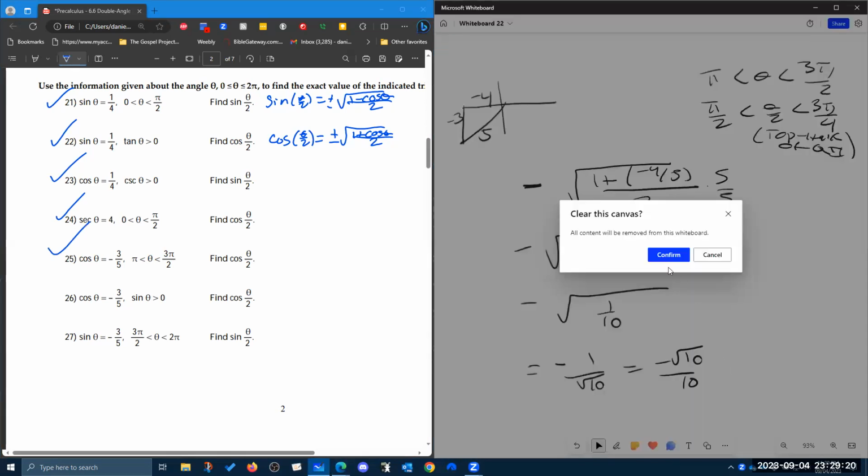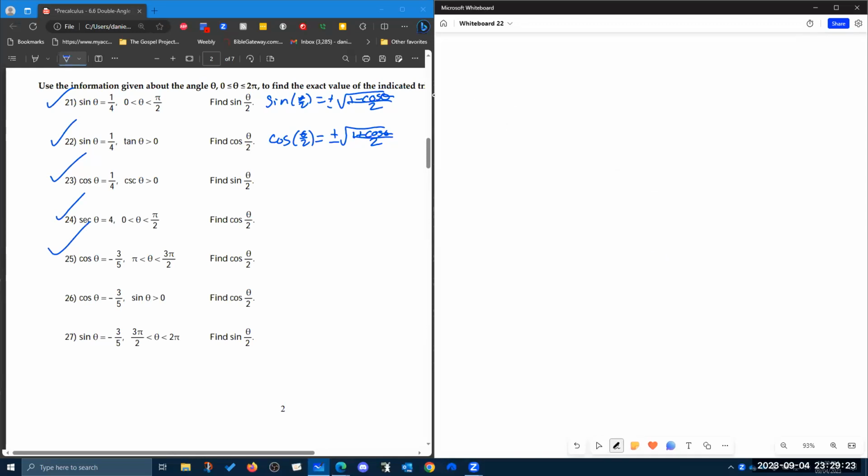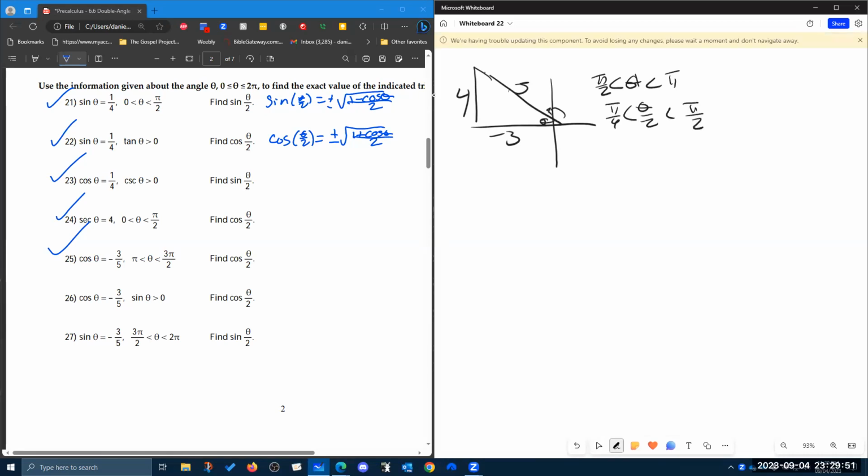Let's clear this. We're now in quadrant 2, because cosine is negative and sine is positive, so that means that theta is between pi over 2 and pi, which makes theta over 2 between pi over 4 and pi over 2. So it's in the top half of Q1. So everything's positive there.